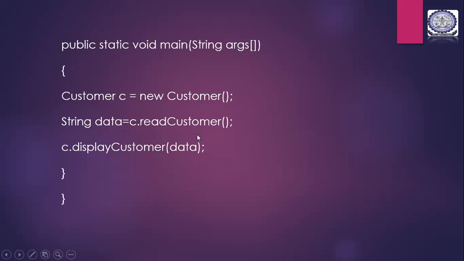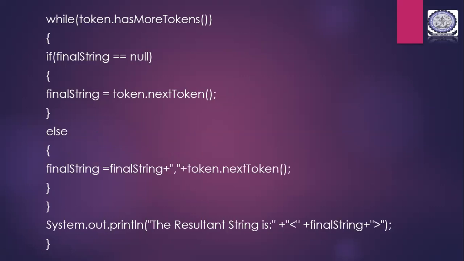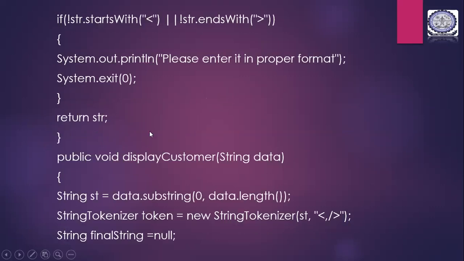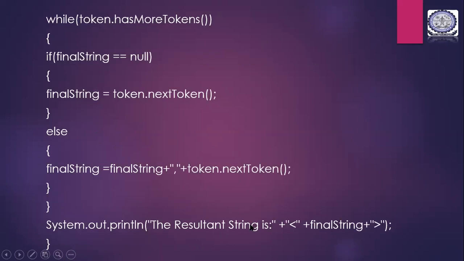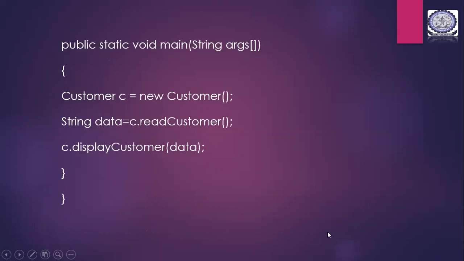So whatever string the user puts in through the readCustomer method, the statement will be initialized to the data variable. So this data string will have the entire string of the readCustomer method, and c.displayCustomerData: you're going to display whatever data is taken here through c.displayCustomer using the displayCustomer method. So here you have the displayCustomer, right? Here you have the void displayCustomer(String data), right? So you have given that it has to be displayed in this particular format.